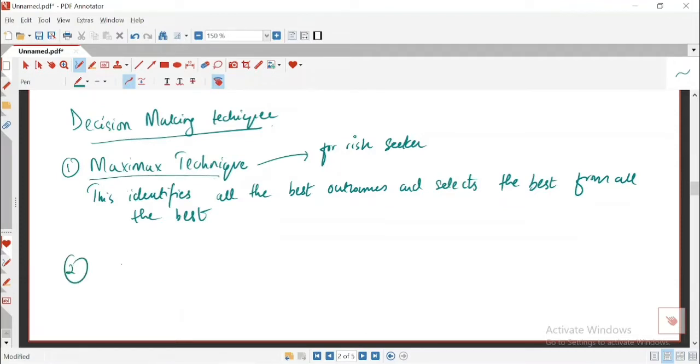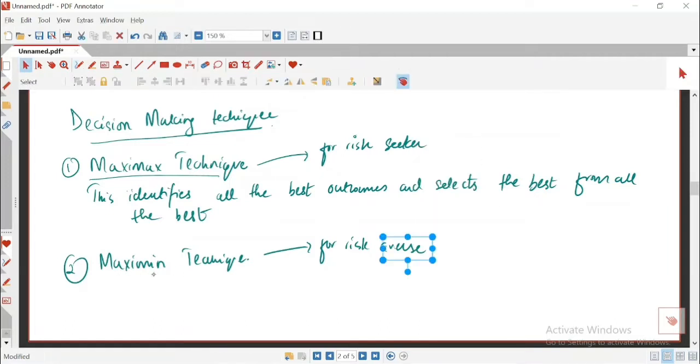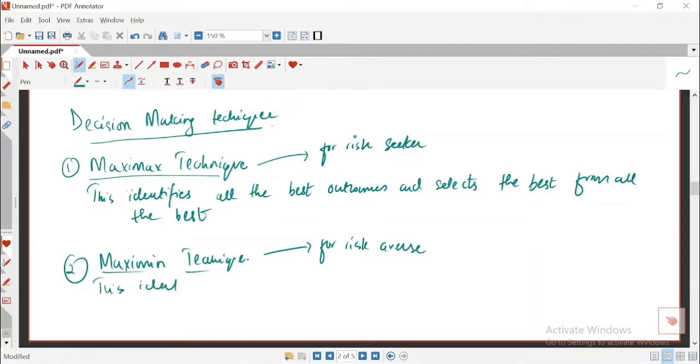The second technique is maximin. This technique is again for a risk averse manager, जिसके लिए रिस्क जो है वो अच्छी चीज़ नहीं है, जो उसको पेसिमिस्टिकली देखता है और वो वर्स्ट पॉसिबल आउटकम्स को सोचता है. सो द टेक्निक दैट दे आर गोइंग टू यूज इज मैक्सिमिन टेक्निक. एंड मैक्सिमिन टेक्निक ऐसे होती है दैट आइडेंटिफाइज ऑल द वर्स्ट आउटकम्स, के इतना क्या क्या बुरा हो सकता है, एंड देन सिलेक्ट्स द बेस्ट फ्रॉम ऑल द वर्स्ट.